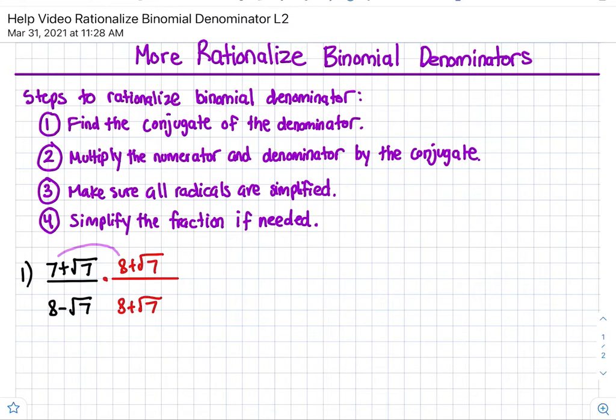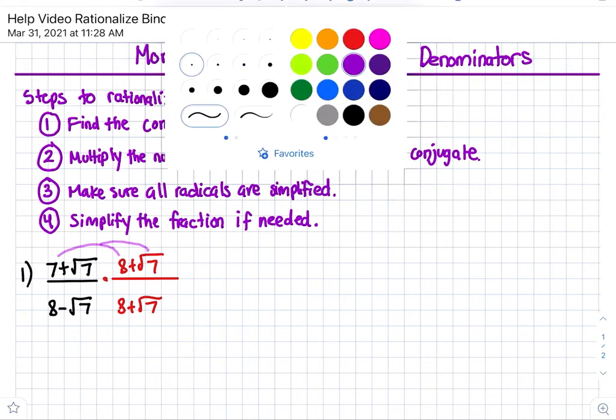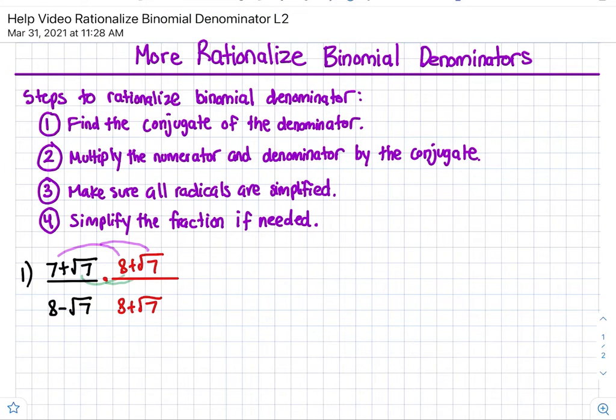So you got to distribute the 7 to both of these. Green, the radical 7 to both of these. The 8 to both of these, and we gotta distribute the negative radical 7 to both of these. So this is where you guys have to really hone your multiplication skills. 7 times 8 is 56. 7 times radical 7, 7 radical 7.